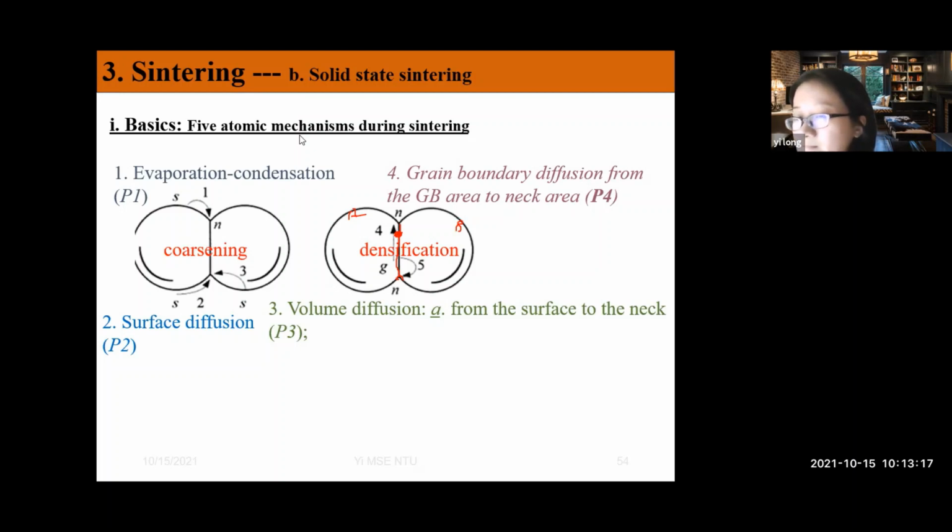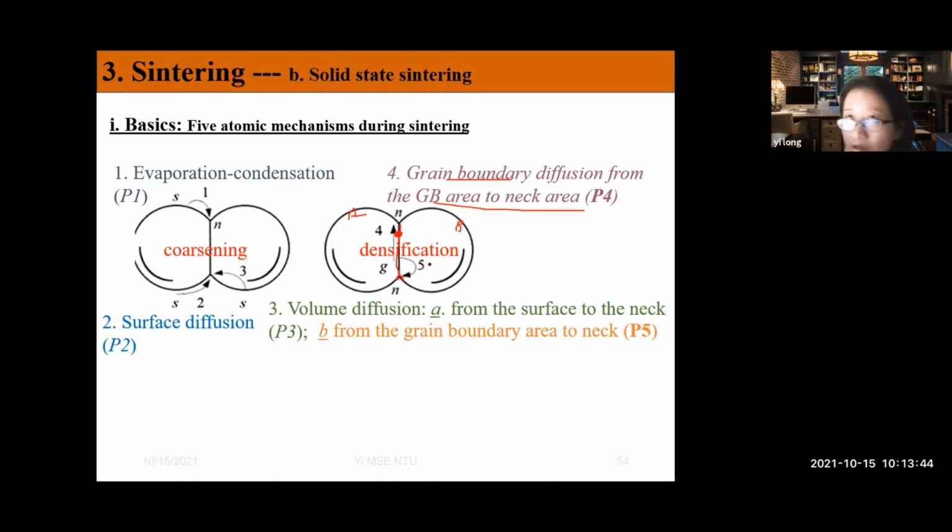Atom. Very good. All of you answer grain boundary to the neck. So the atoms diffuse from the grain boundary to the neck area. Okay, so this is P4 and P5. The only difference is whether you move along this grain boundary or below it. Every time we talk about volume diffusion, it means you're not diffusing just along the line on the surface, but below, underground.